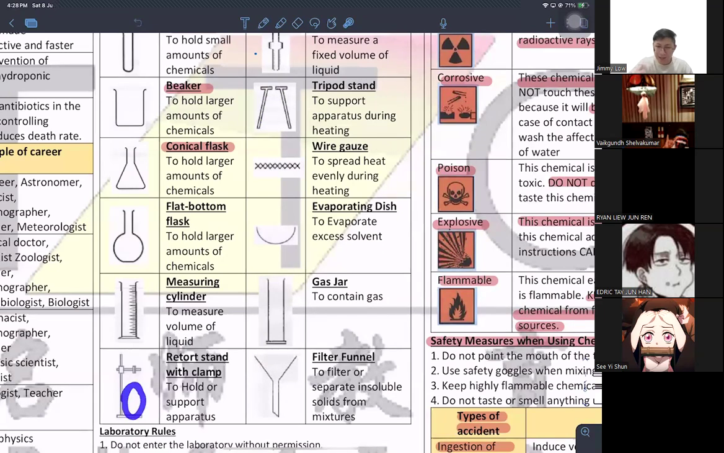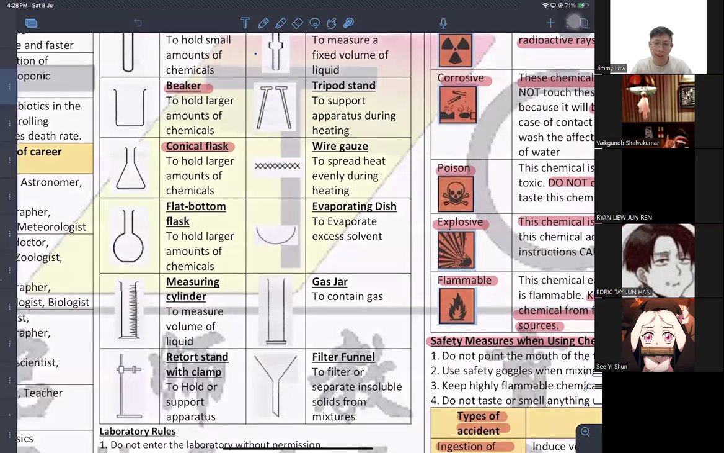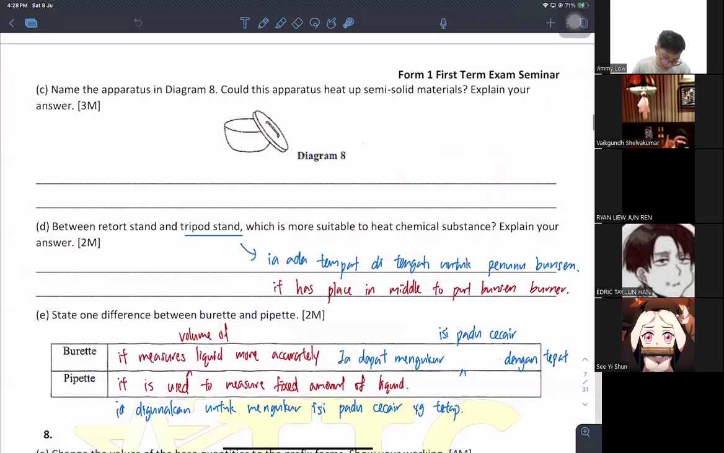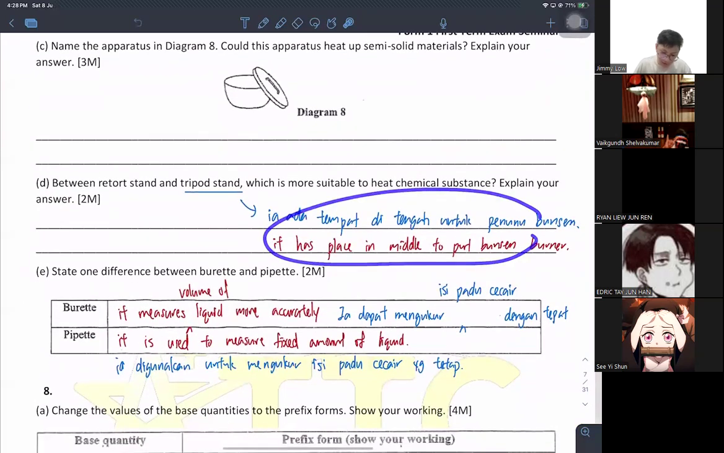You have less space here to heat up something. So actually tripod stand is more suitable, as you have a space in between here to heat up the chemical substances. So what about burette and pipette?